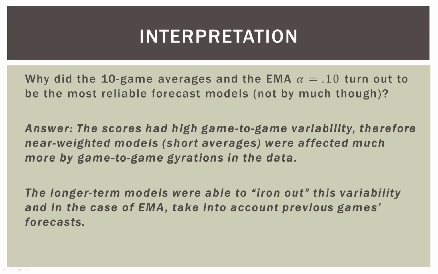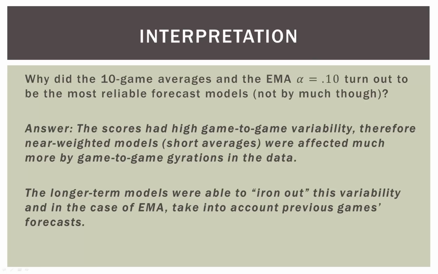So when the Miami Heat went out and scored 15 more points than they did last game, and then the next game they scored 20 fewer points than that previous game, well, that's really hard. That has a lot of effect on short average models like 3 games and so forth, and especially the naive approach. So because the game-to-game data is so variable, the short averages were just too sensitive to that variability. So the longer-term models were able to sort of iron out this variability.